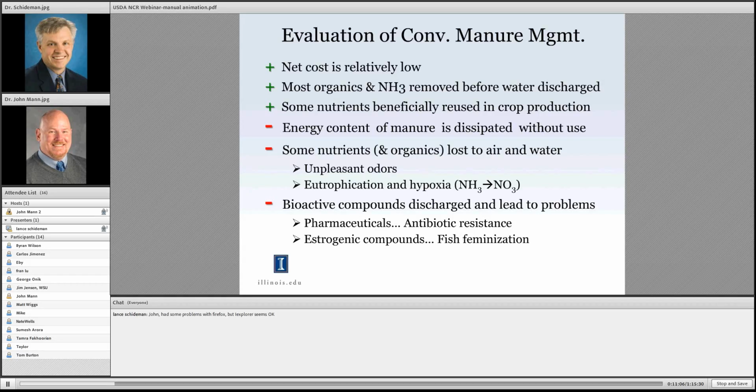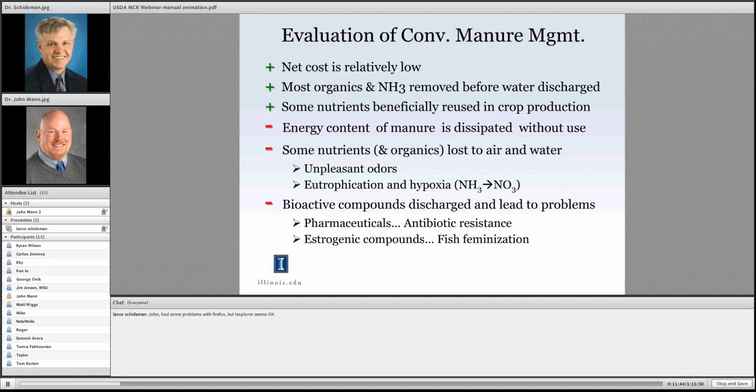Some of the nutrients are beneficially reused in crop production, and that depends on when the manure is applied and some of the environmental conditions. A lot of it is also often lost to nitrate that goes into the groundwater. The energy content of the manure is pretty much dissipated without use, so microbes will work in the soil to turn it into CO2, so you don't get any bioenergy benefit out of that. There are, as I mentioned, some nutrients in the organics that are lost to air or water, and those lead to some environmental problems mentioned there as odors or eutrophication and hypoxia.